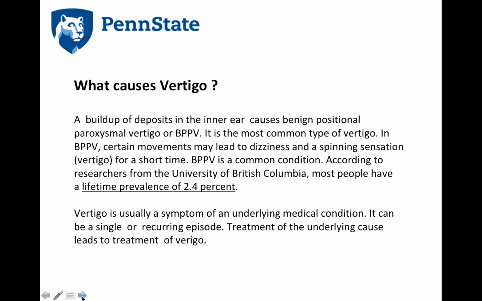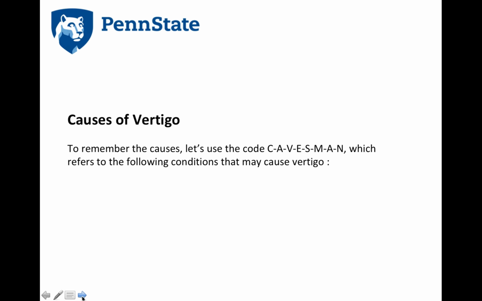So what causes vertigo? Actually, it's caused by a variety of factors, and one of the most common types of vertigo is called benign paroxysmal positional vertigo, or BPPV. And usually, it has a lifetime prevalence of 2.4% among the people. So it's actually a common manifestation of an underlying medical condition, and treatment of the underlying cause of the vertigo leads to the eventual treatment of vertigo.